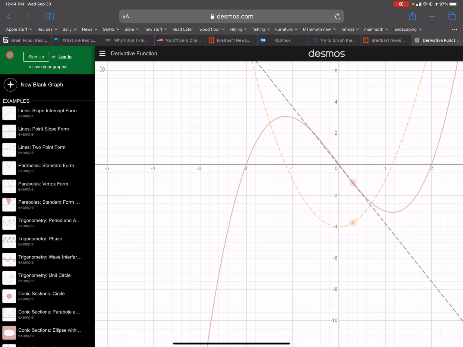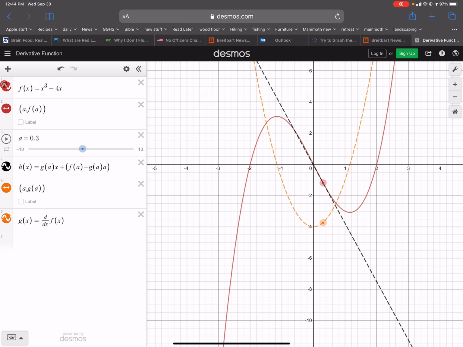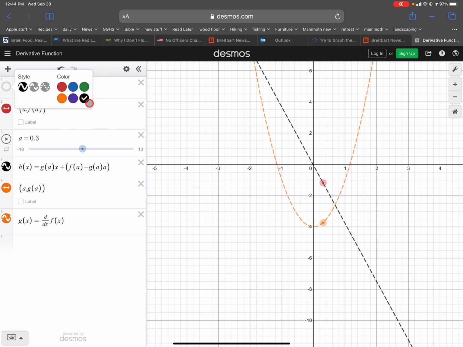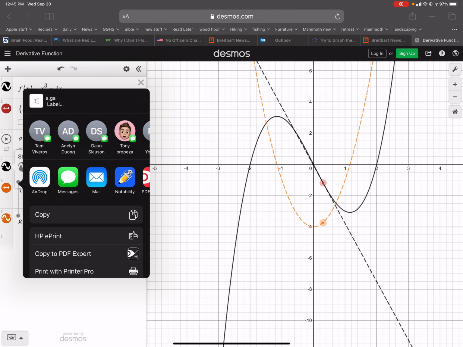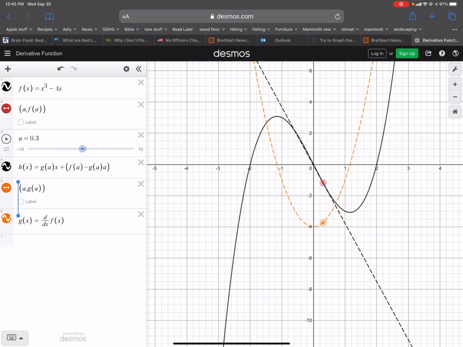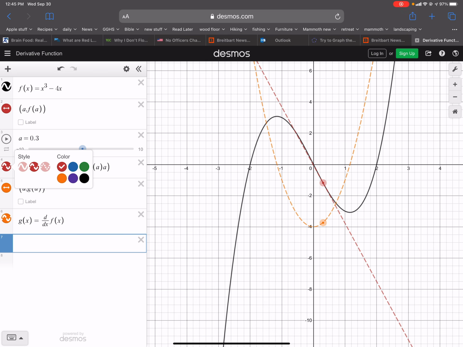Actually, let me change that to, can I change that to black? I think that'll be better. Where did it go? There it is. I want to do my tangent line in red instead. I think that'll be better. What's it doing here? It's doing weird stuff. There we go.